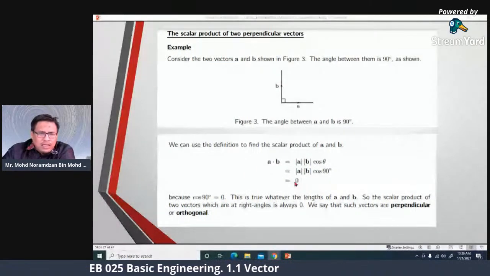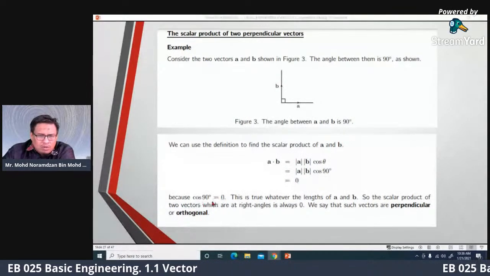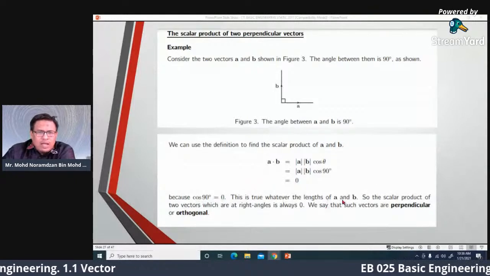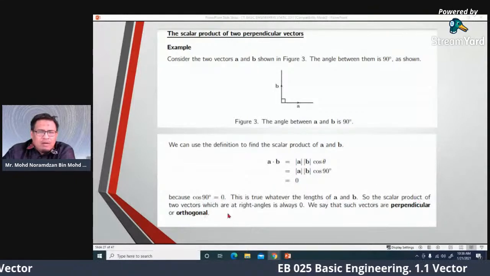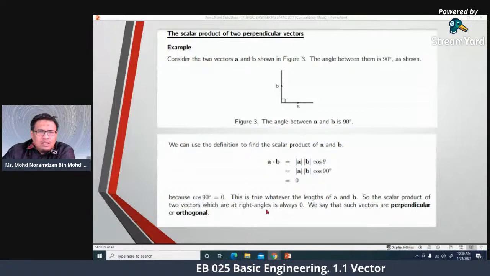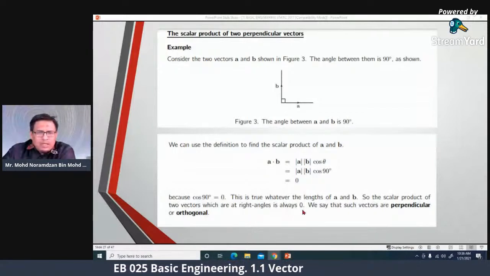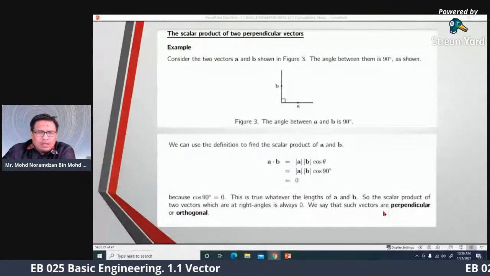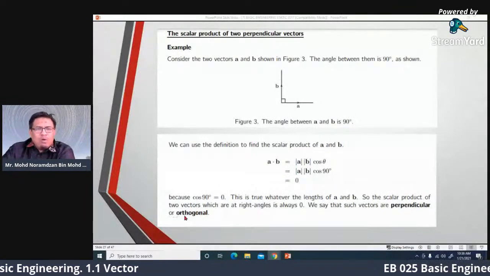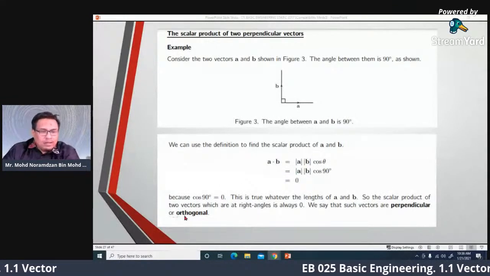Because cos 90 is 0, it is true whatever the lengths of A and B, so the scalar product of two vectors at a right angle is always 0. We say that such vectors are perpendicular, or orthogonal.